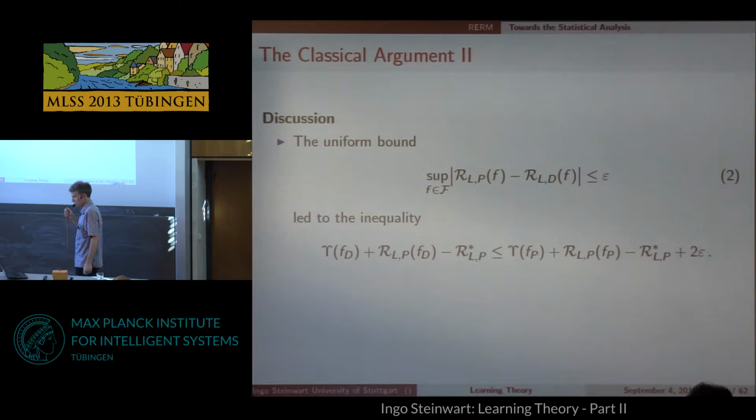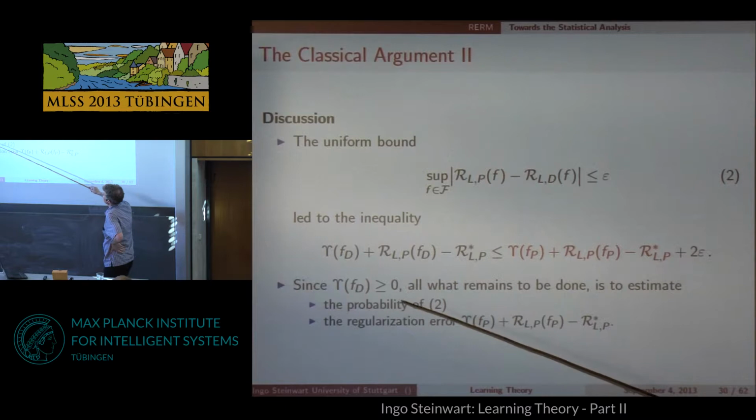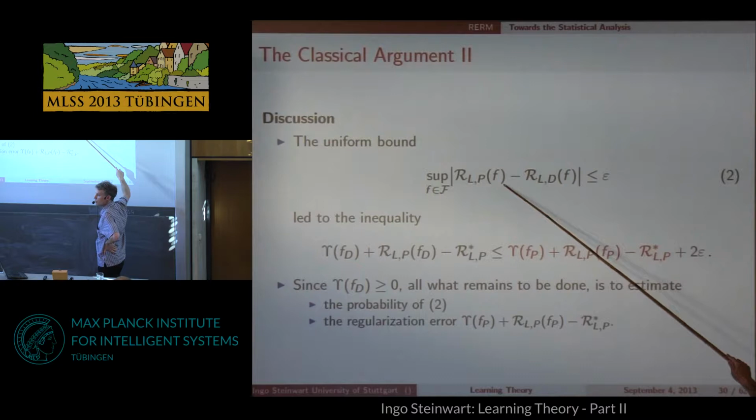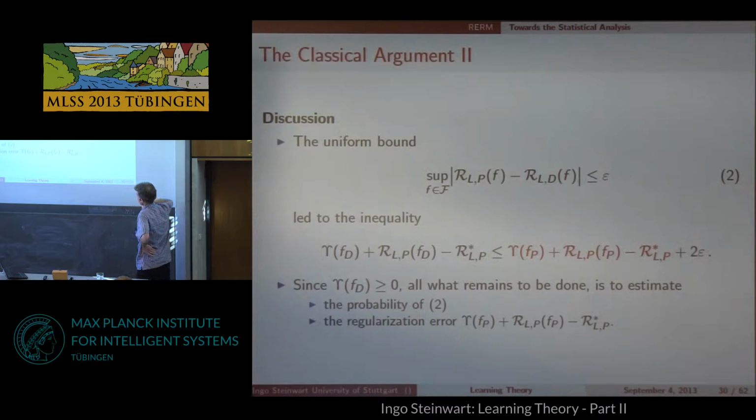Well, so what do we have to do in order to further analyze it? There are two things to be done. First, we have to estimate the probability of this uniform bound, so that we know when we actually can apply the argument. And second, we somehow have to understand this red term here. And as soon as we have estimated the probability of this event and have an understanding of what this red term does, we basically have achieved our analysis. And this is what we will do in the following slides. I will begin with estimating this probability. Everything so far clear? Okay.